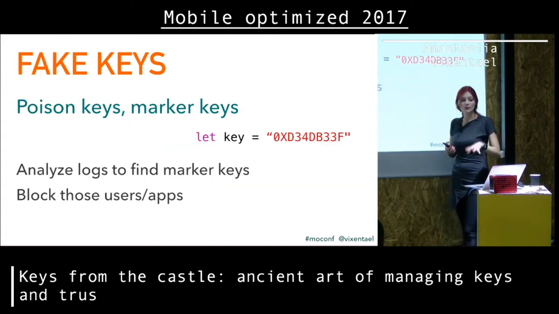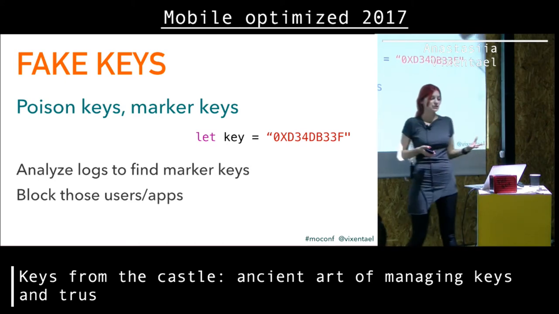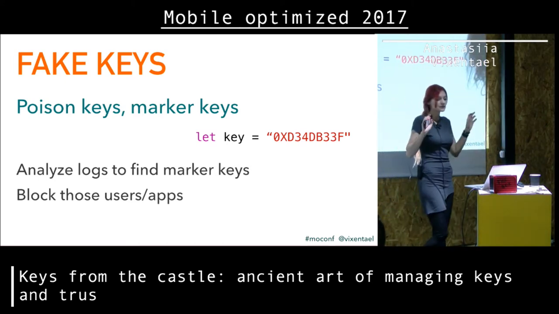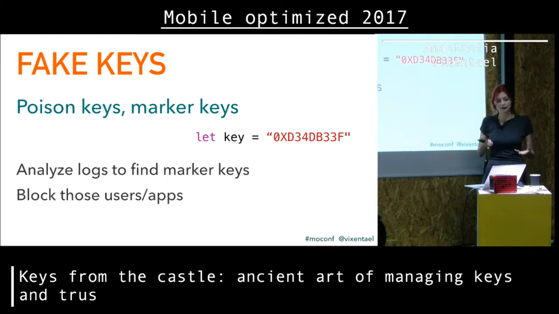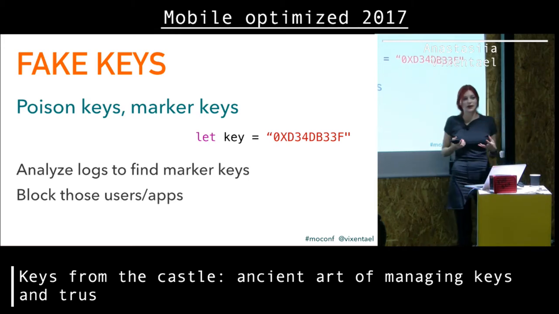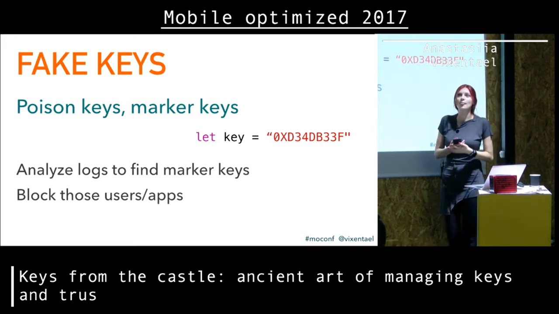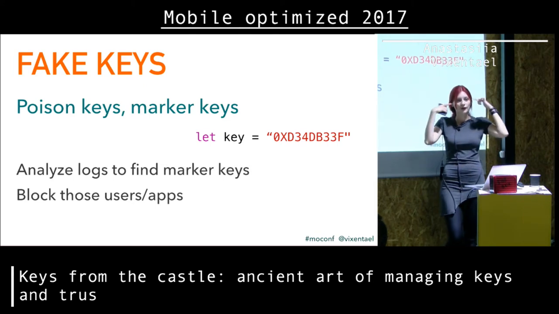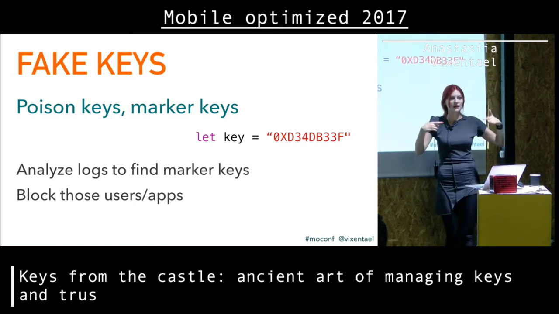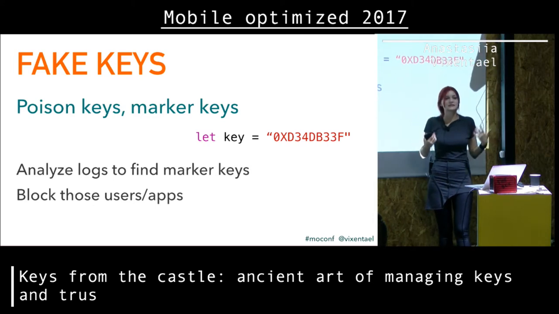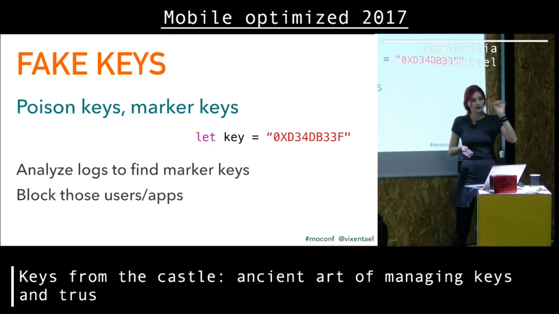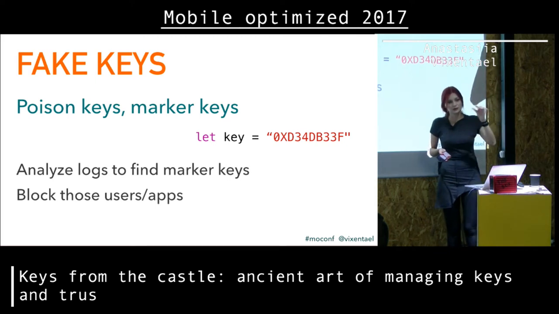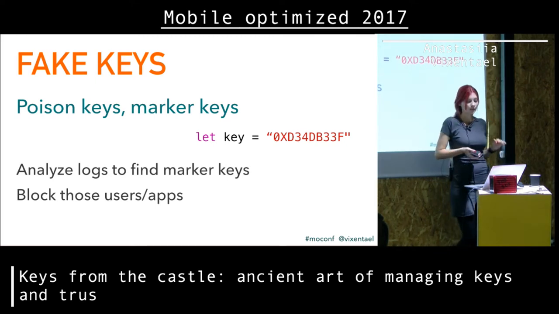Another prominent technique in the school of deception is fake keys. The idea is to make the attacker think that he is using the right key and make him use this fake key, and to keep an eye on log files and be alarmed. If you see in your log files that someone is trying to get into your servers using fake keys, this is a signal that someone is trying to break your defense and someone is trying to break your app.